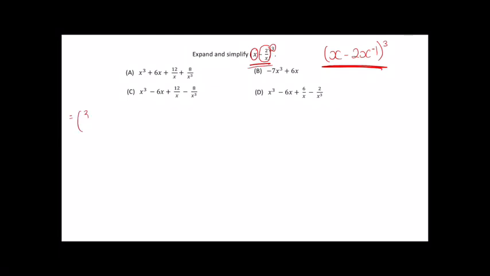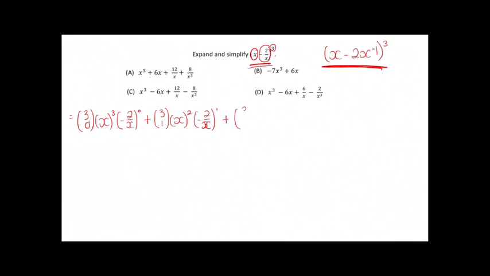So I'm starting off, I've got 3, choose 0. First term to the highest power, which is 3. Second term to the lowest power, which is going to be 0. I'm then going to follow my pattern. So I've got 3, choose 1. Decrease the power on the first term. Increase the power on my second term. Sorry, I'm changing that x to a 3 there.